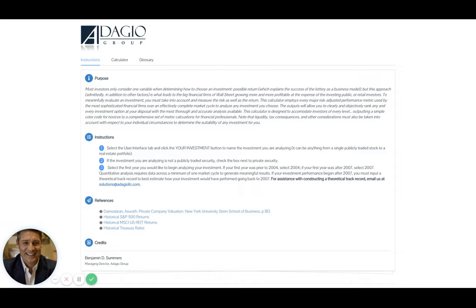To meaningfully evaluate an investment, you must take into account and measure the risk as well as the return. This calculator employs every major risk-adjusted performance metric used by the most sophisticated financial firms over an effectively complete market cycle to analyze any investment you choose. The outputs will allow you to clearly and objectively rank any and every investment option at your disposal with the most thorough and accurate analysis available.